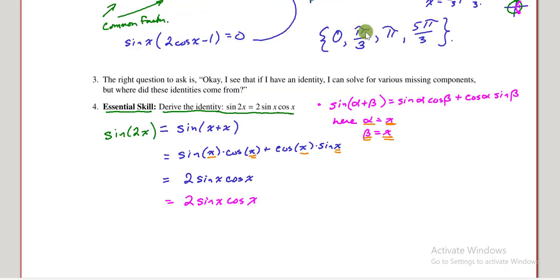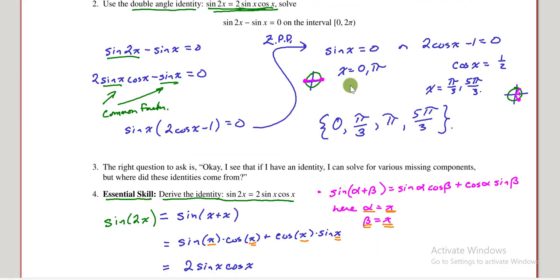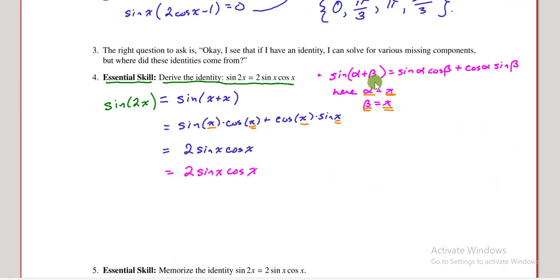Okay, so let's return to this problem here. In this problem, we were asked to solve this trig equation, and we were stuck. We couldn't move anything around. I mean, I guess we could have added sine of x to both sides, but I was stuck. I couldn't algebraically move forward, and so I pulled out this double angle identity. And the question that we asked was, well, okay, that's fine, but where did that double angle identity come from? And here I've derived it for you.